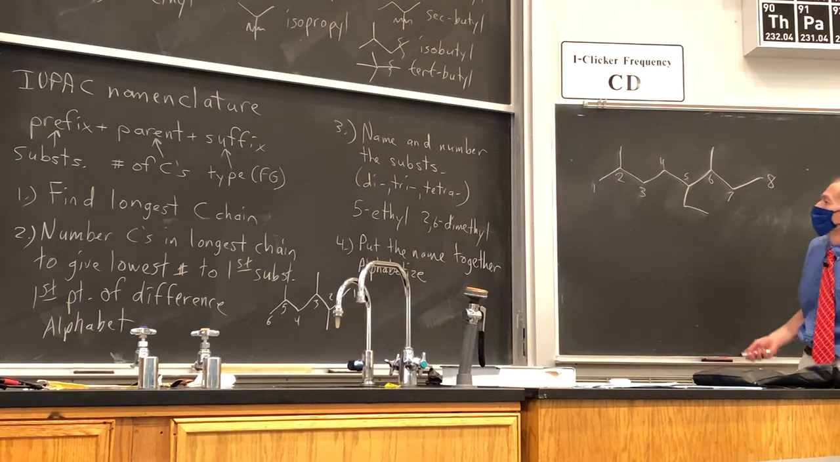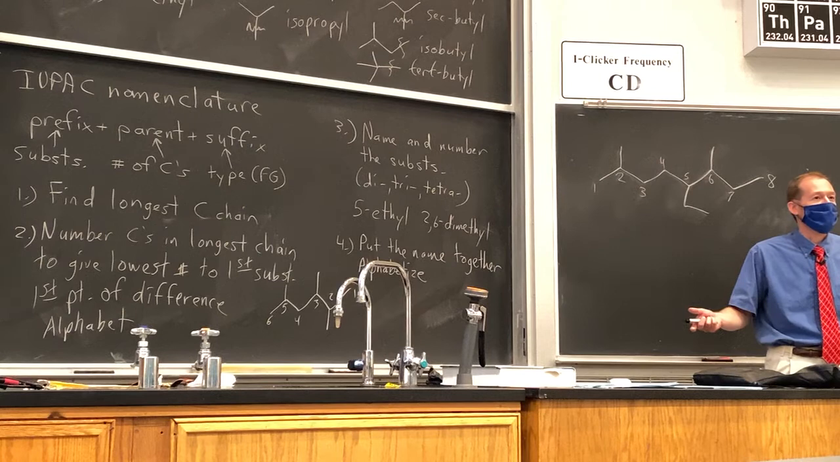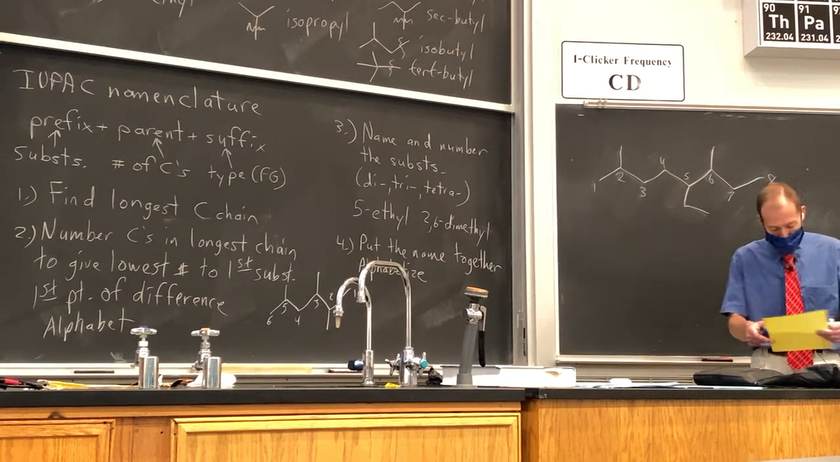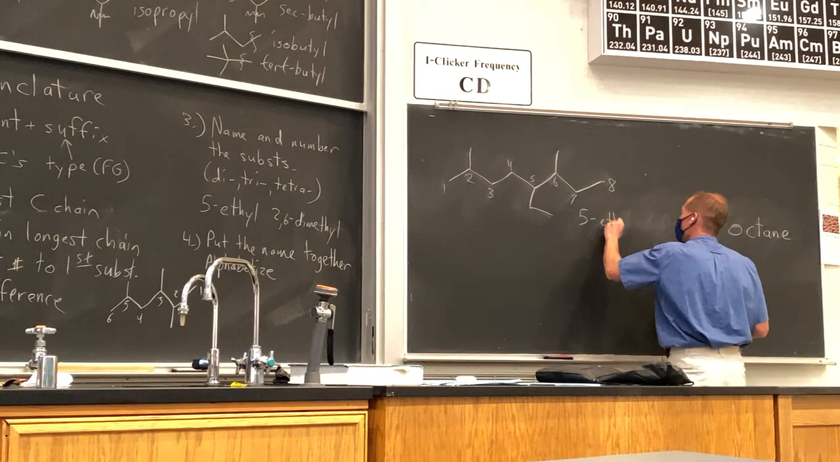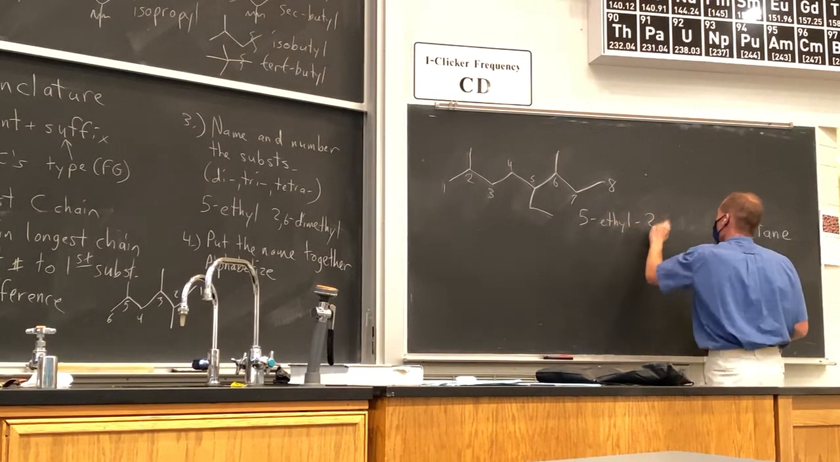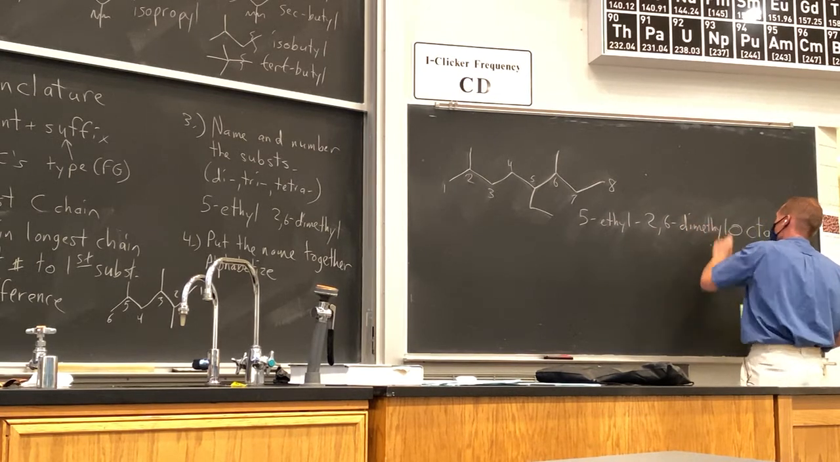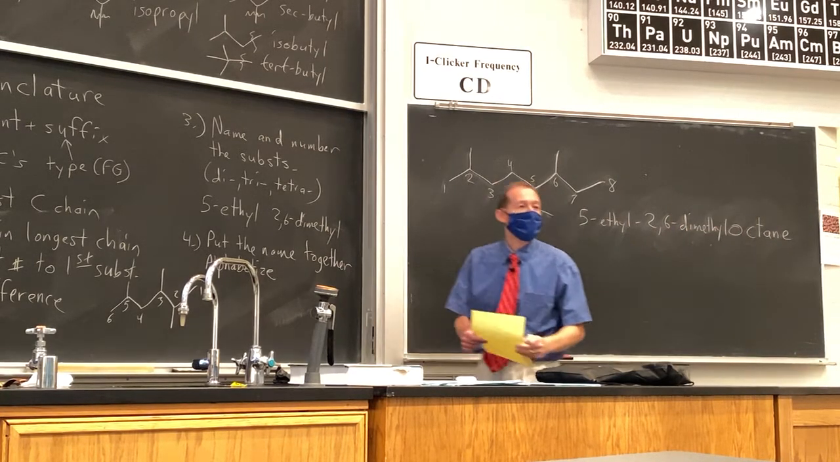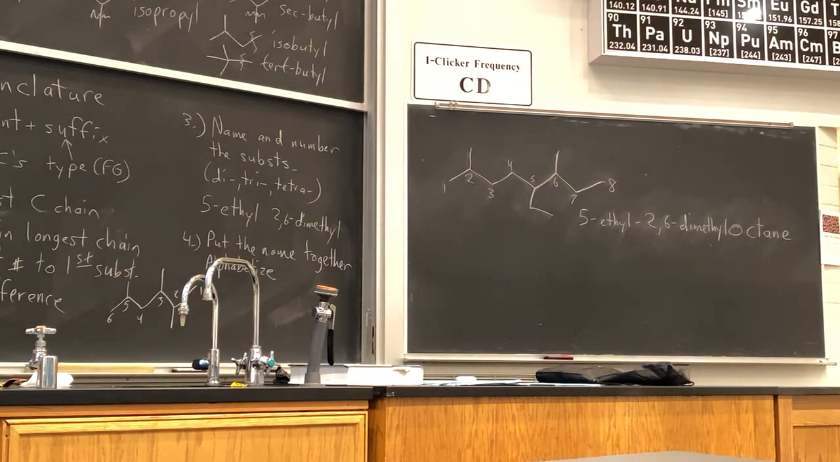Okay, so which prefix comes first in the IUPAC alphabet, ethyl or dimethyl? Ethyl comes first. So the name of this compound is 5-ethyl-2,6-dimethyl octane. Questions on how we came up with that name? Yes.